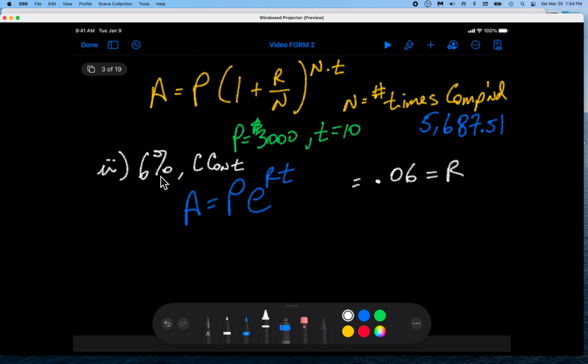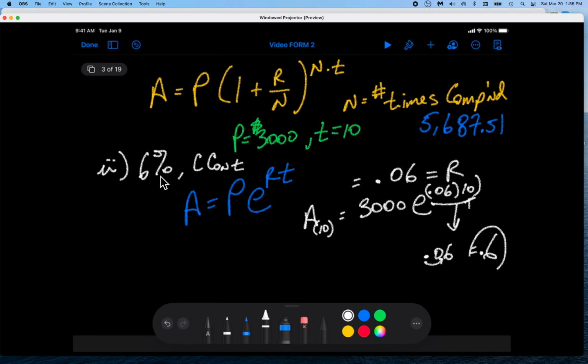For this problem, A of 10 is going to equal the principal, 3,000 e raised to the 0.06 times 10 years. Whenever we're multiplying, we know the number is going to get bigger. So we're going to go from 0.06 to a bigger number. How many times are we going to move the decimal place? Once, because there's only one 0 in 10. And you're going to get 0.6.